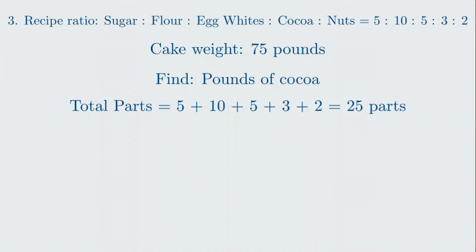Next, we need to identify the part of the ratio that corresponds to cocoa. Cocoa is the fourth ingredient listed, and the fourth number in the ratio is 3. So 3 parts of our cake are cocoa. Now we can determine what fraction of the whole cake is made of cocoa.